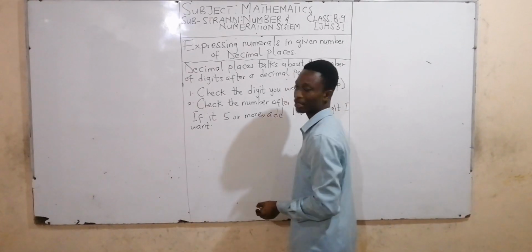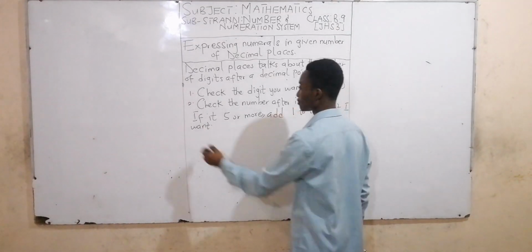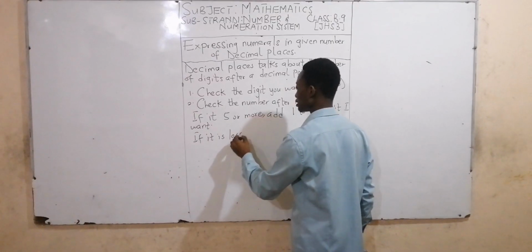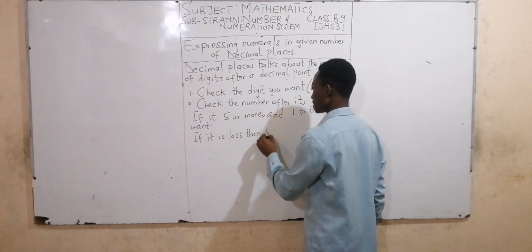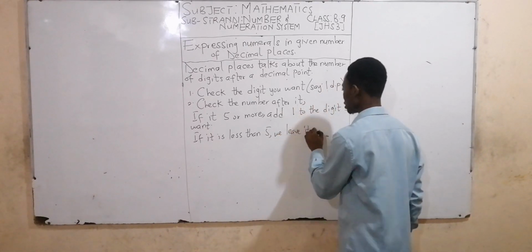Now what if it is less than 5? What if it is less than 5? So if it is less than 5, then we leave it as it is.